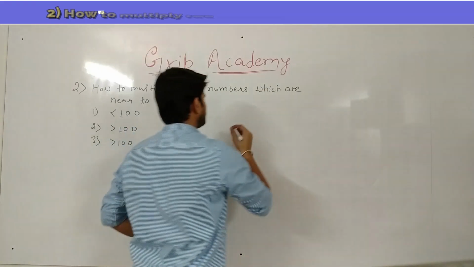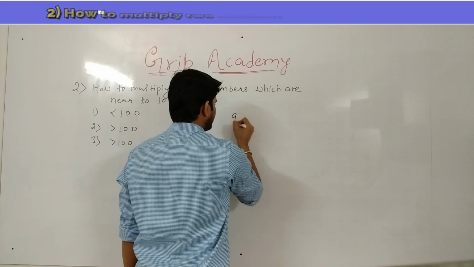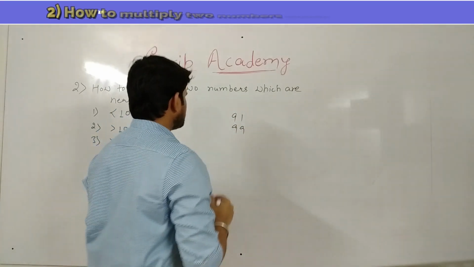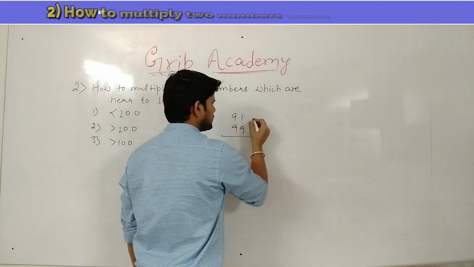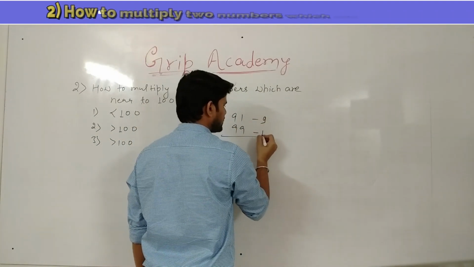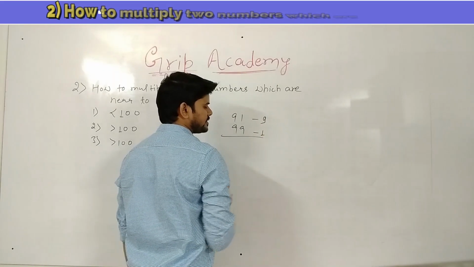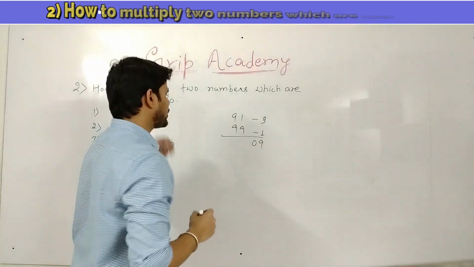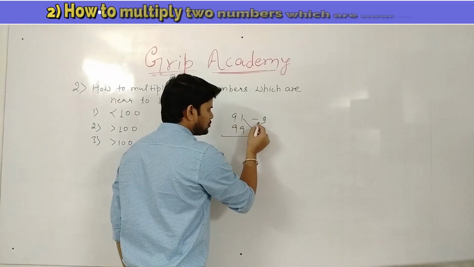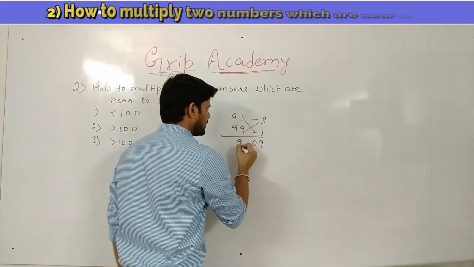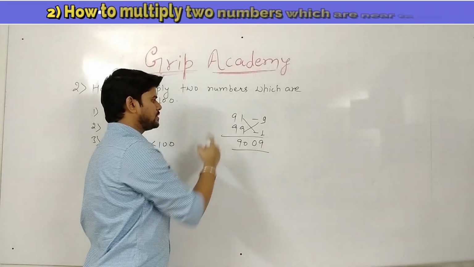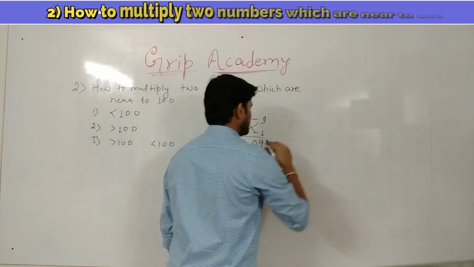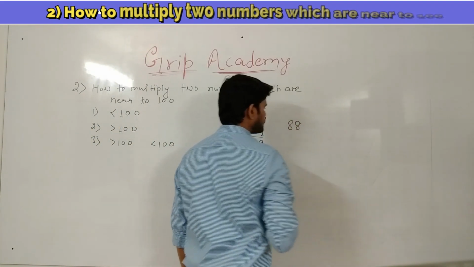Okay, let's take one more example on this. Consider we have to multiply 91 and 99. How much is it lesser than 100? Minus 9. And this is lesser than 100 by minus 1. So minus 9 into minus 1 is 9, so we write it as 09. Always we have to write it in the form of 2 digits. Then either you add these two or these two. 91 minus 1 is 90. So 91 into 99 is 9009.